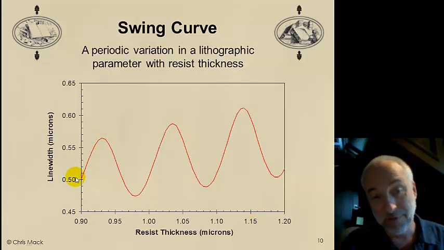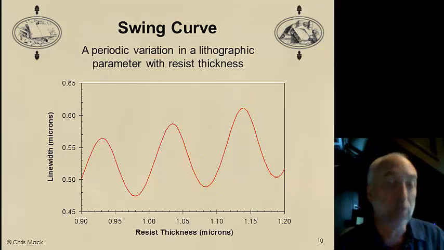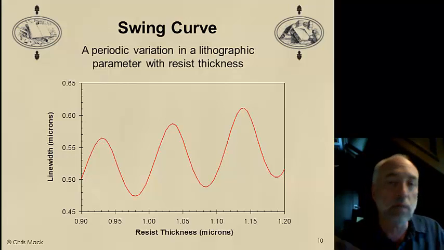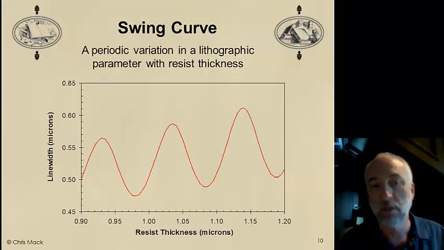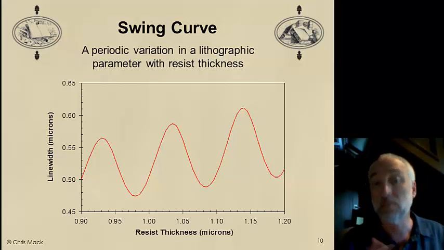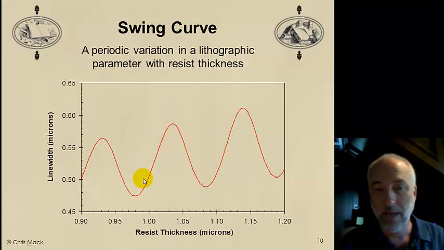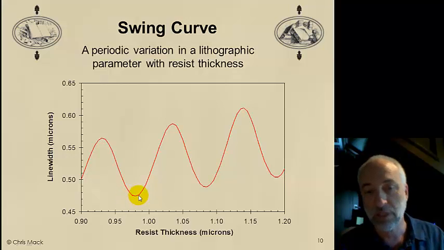Well, if we look at the magnitude of the variation, we see that it's more than plus and minus 10%. Now, lithographic rule of thumb, our goal is to control the line width to plus or minus 10%. Well, what this says is if we have large enough thickness variation in the resist, we're going to eat up our entire budget of line width variation without worrying about all the other things that can go wrong in our lithography process. This is clearly unacceptable. What can we do? Well, we could try to control the resist thickness to better than half a period of this swing curve. In fact, we could try to make the resist thickness control extremely tight.